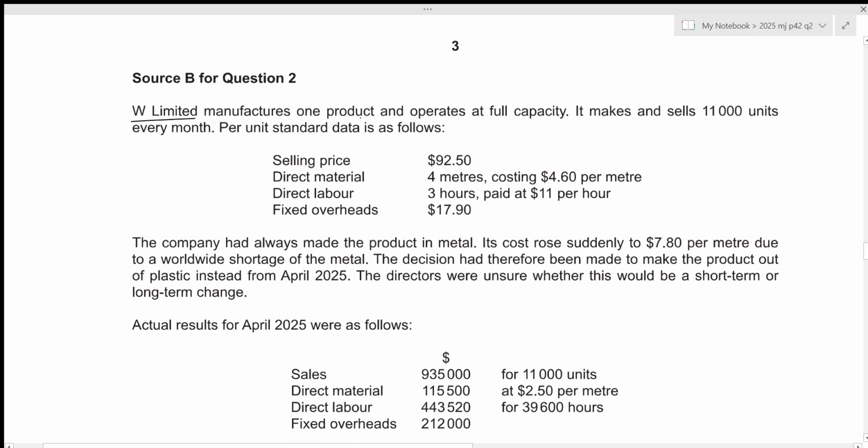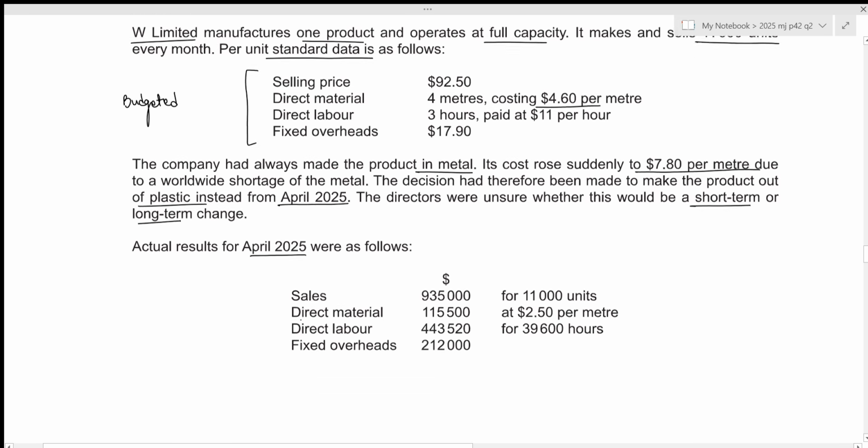W Limited manufactures one product and operates at full capacity. It makes and sells 11,000 units every month. Per unit, standard data is as follows. So all of these are our budgeted values. We have the selling price, direct material, direct labor, fixed overheads. Then the company had always made the product in metal. Its cost rose suddenly to 7.8 per meter due to a worldwide shortage of the metal. Previously, the cost per meter was 4.6. The decision had therefore been made to make the product out of plastic instead from April 2025. The directors were unsure whether this would be a short-term or long-term change. We have the actual results for April 2025.